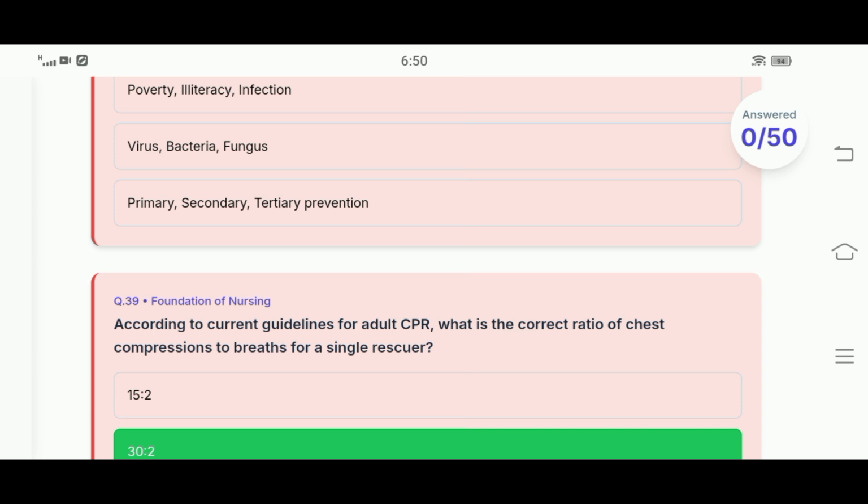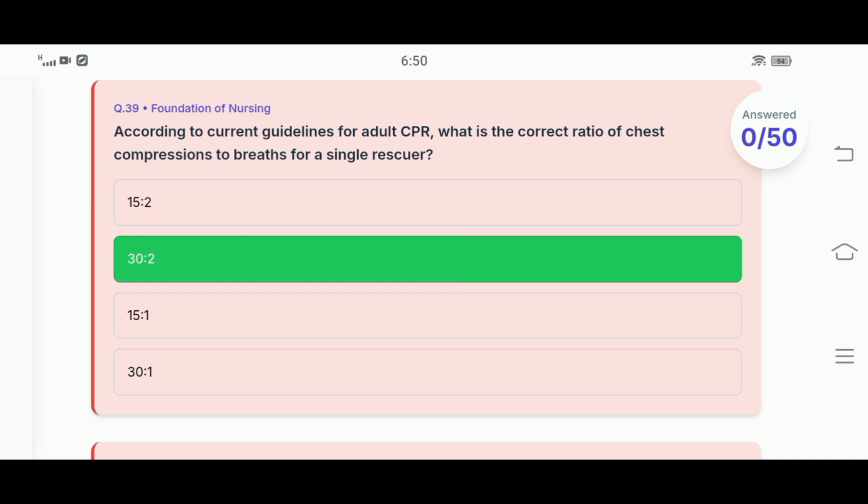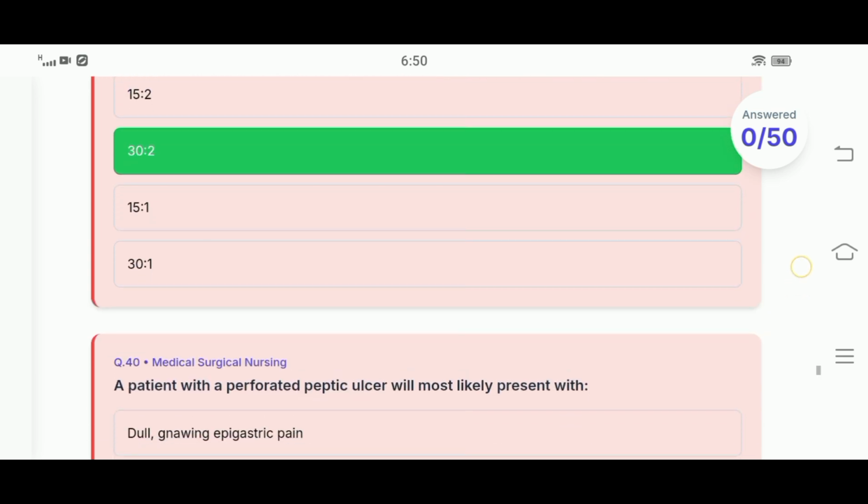Next, 39. Foundation of nursing. According to current guidelines for adult CPR, what is the correct ratio of chest compression to breaths for a single rescuer? Options are A. 15 is to 2, B. 30 is to 2, C. 15 is to 1, and D. 30 is to 1. So the correct answer is B, 30 is to 2.